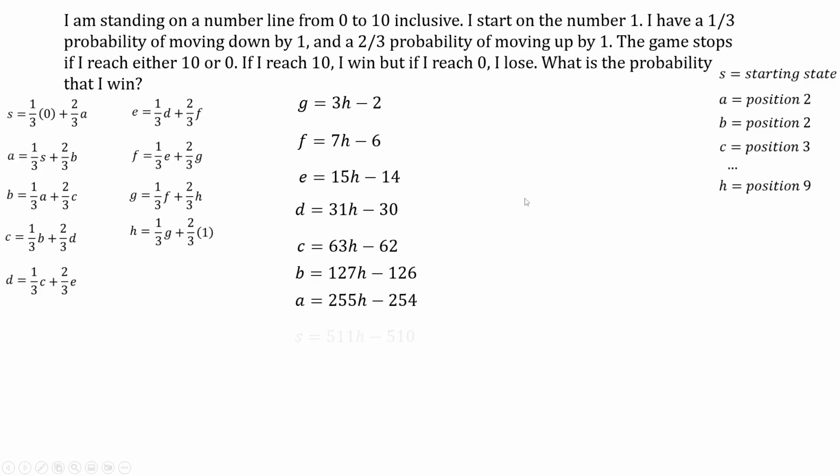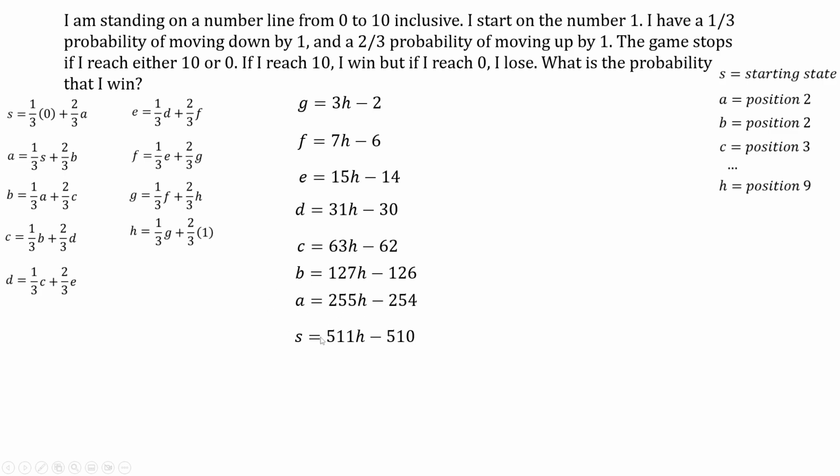And here you might notice where you could use recursion. If you notice, all of these are one less than the variable part. Which is pretty interesting, I think. Anyways, so you'd get all this. So we have S equals 511H minus 510, and we've got A equals 255H minus 254.